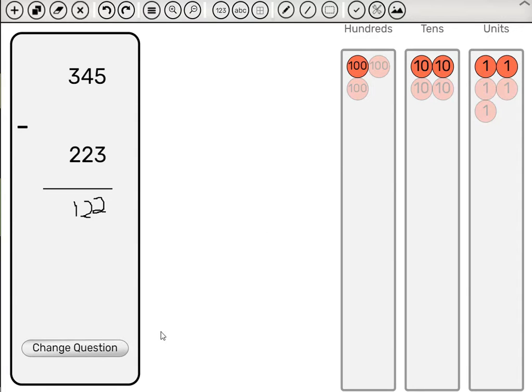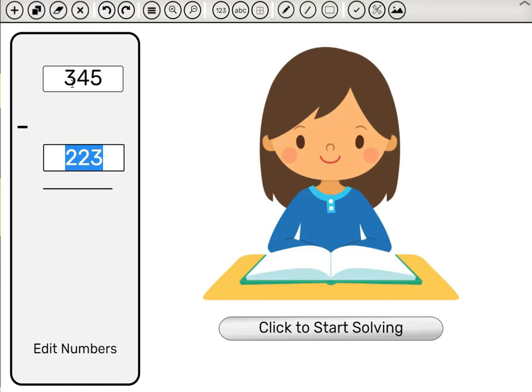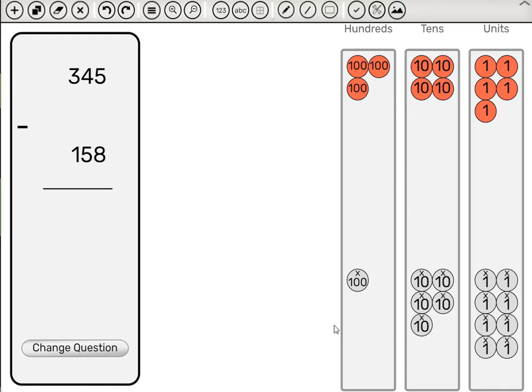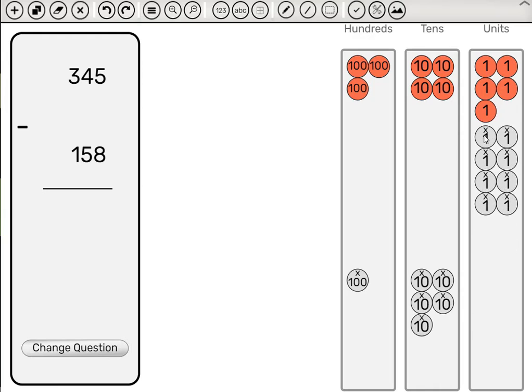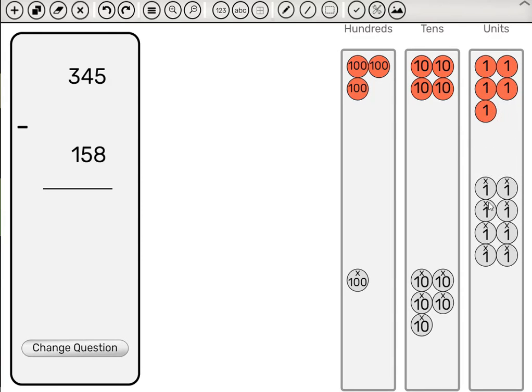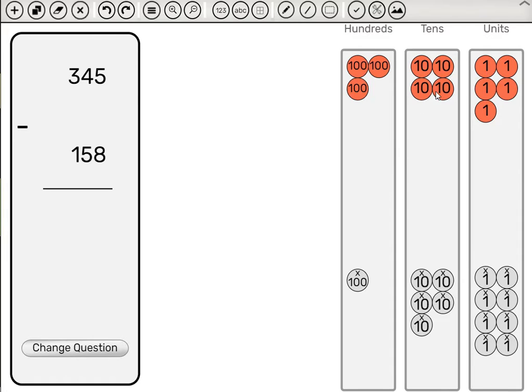Now let's change the question. We're going to leave the 345 and subtract 158. And click to start solving. Here we have the problem, of course, of 8 being larger than 5, so we can't take 8 out of 5. We can place that on top here, and nothing will happen. So we'll take 1 ten, place it here, and let go.